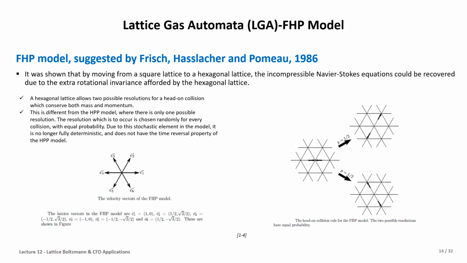This is what is different from the HPP model we saw. There is only one possible resolution there, but here there are 2 possible. And you can see how the velocity is specified for the lattice vectors in the FHP model, with c1 to c6, and they are presented in this figure.